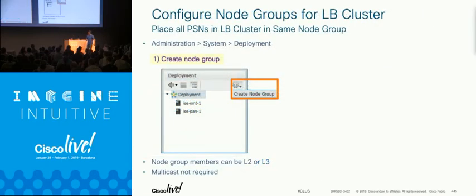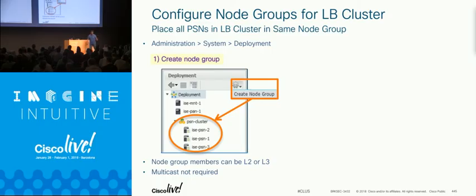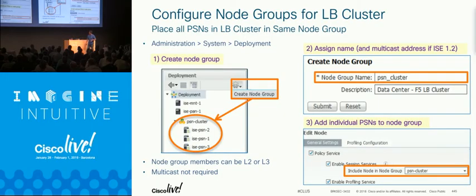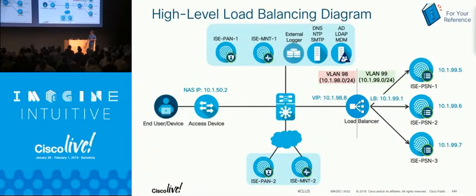I'm going to show you some examples of load balancers. For example, if you have multiple PSNs behind a load balancer, the first thing you want to do is create this node group. Remember we talked about this node group? So have these PSNs in one node group and put them behind a load balancer VIP, right? And that's how you create it. That's all configuration slides, so you have the reference.